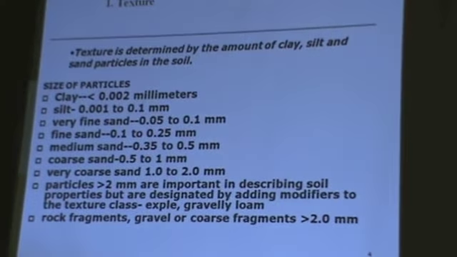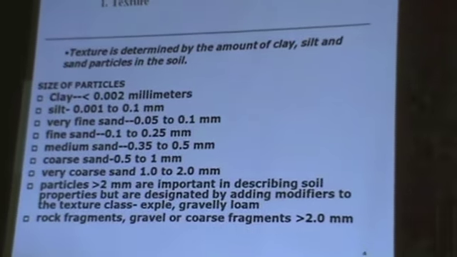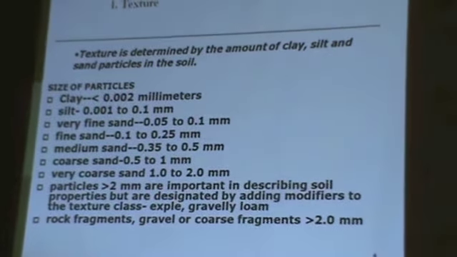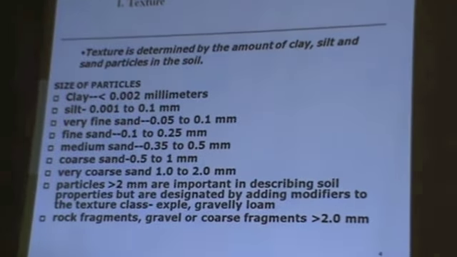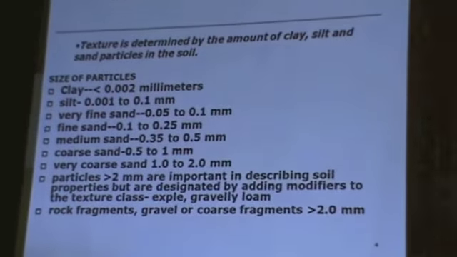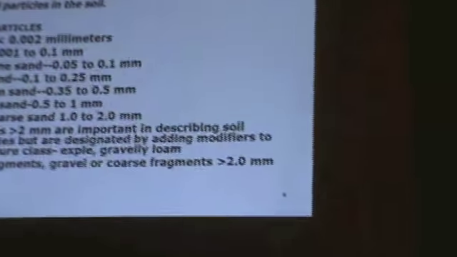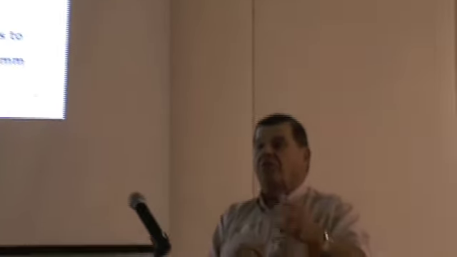But we do recognize those, and so when we come to the particles that are larger than 2 millimeters, we might define a soil as, let's say, a clay loam, but because it has a lot of gravel in it, we call it a gravelly clay loam. And you would certainly notice the difference between a clay loam and a gravelly clay loam if you're out there digging with a shovel trying to maybe set out some plants, because if it's high in gravel, it's going to be difficult to dig in on this.